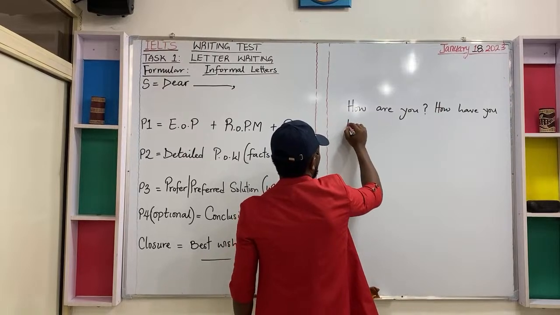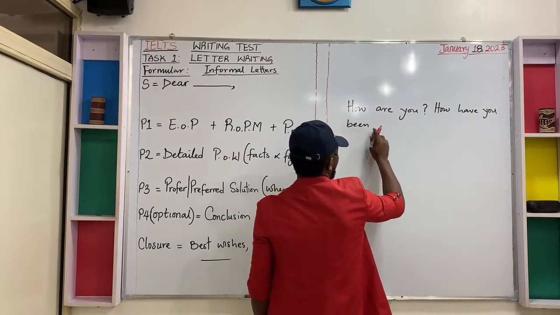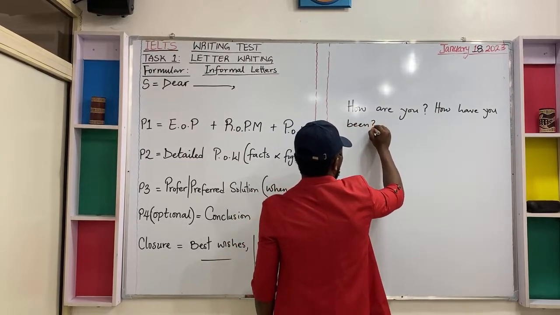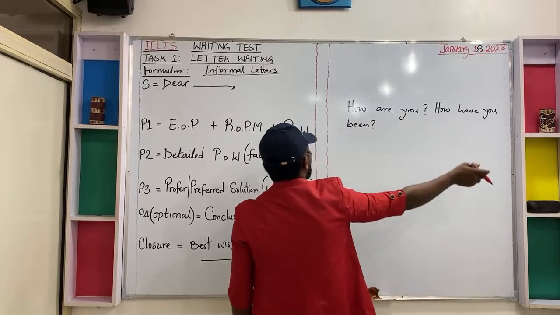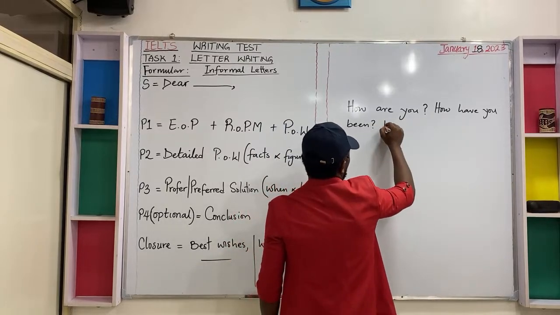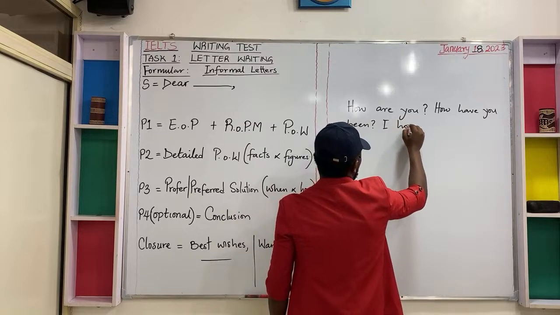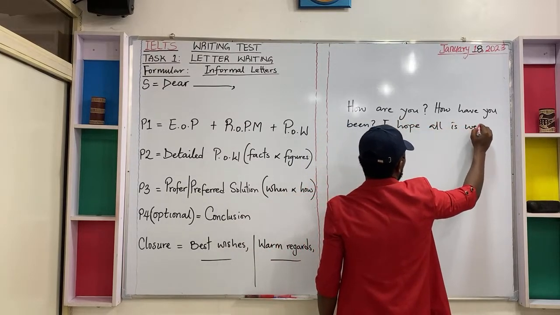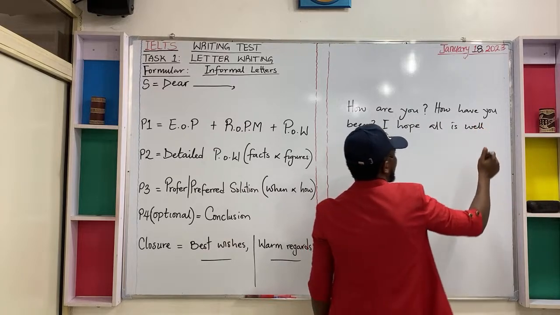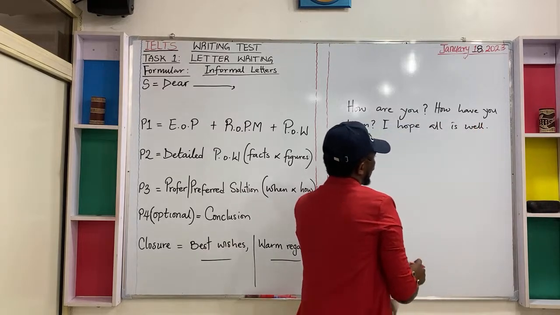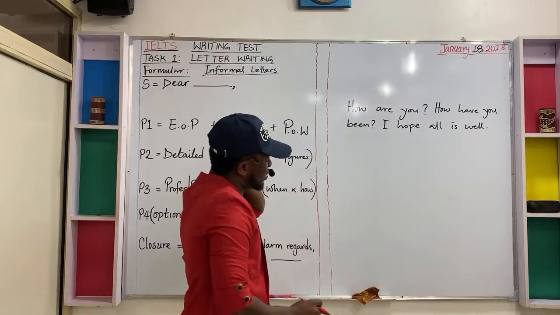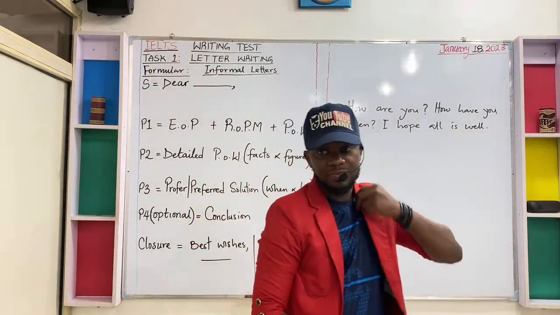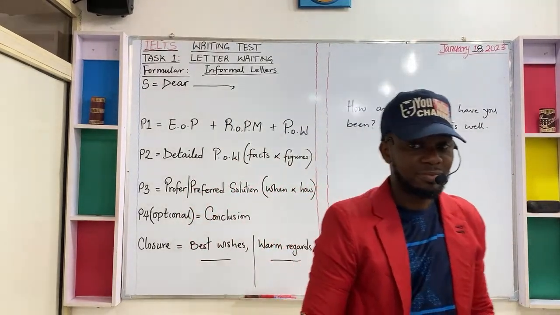How have you been? What do you bring in? Then, how is everyone? Then blah blah blah. You then come in and say, I hope all is well. What do you bring in? Full stop. Why do you bring in a full stop at this point? Because the statement is a sentence.